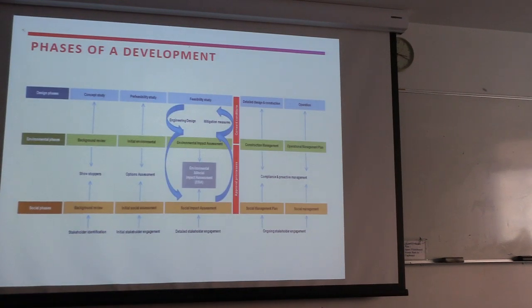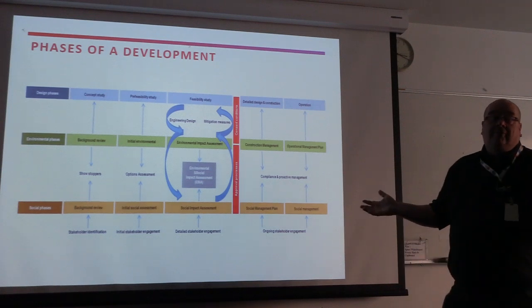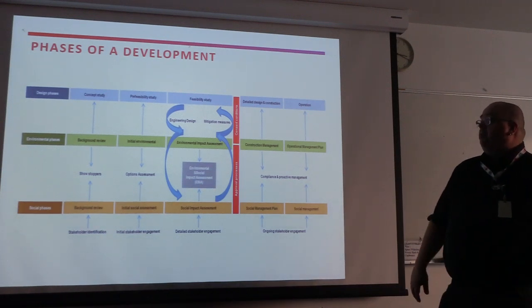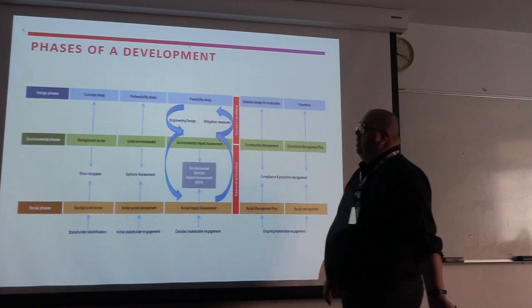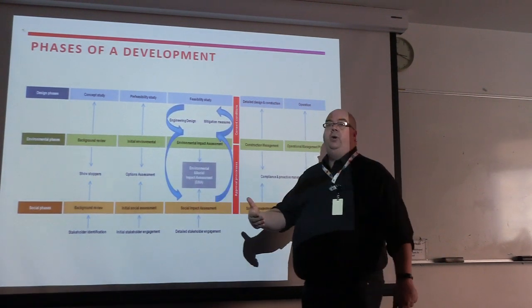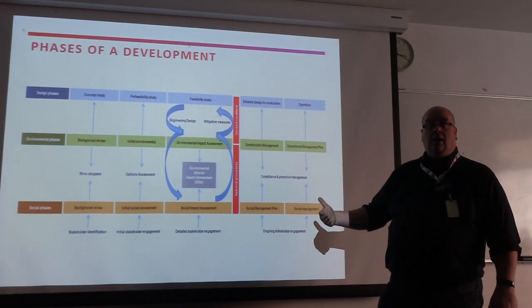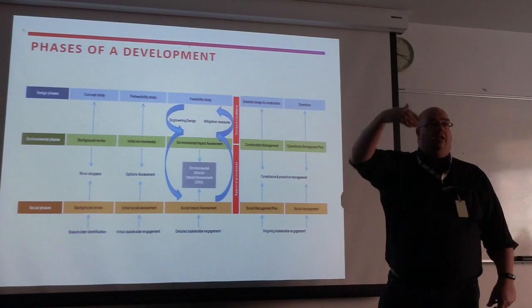Okay, we talked about the phases of development last week, and I had a flowchart. This is just a different version. I've seen a million of them. This pretty much has the same steps, but it looks at the issue of if I was doing an ESIA, or an environmental social impact assessment, and a design at the same time.